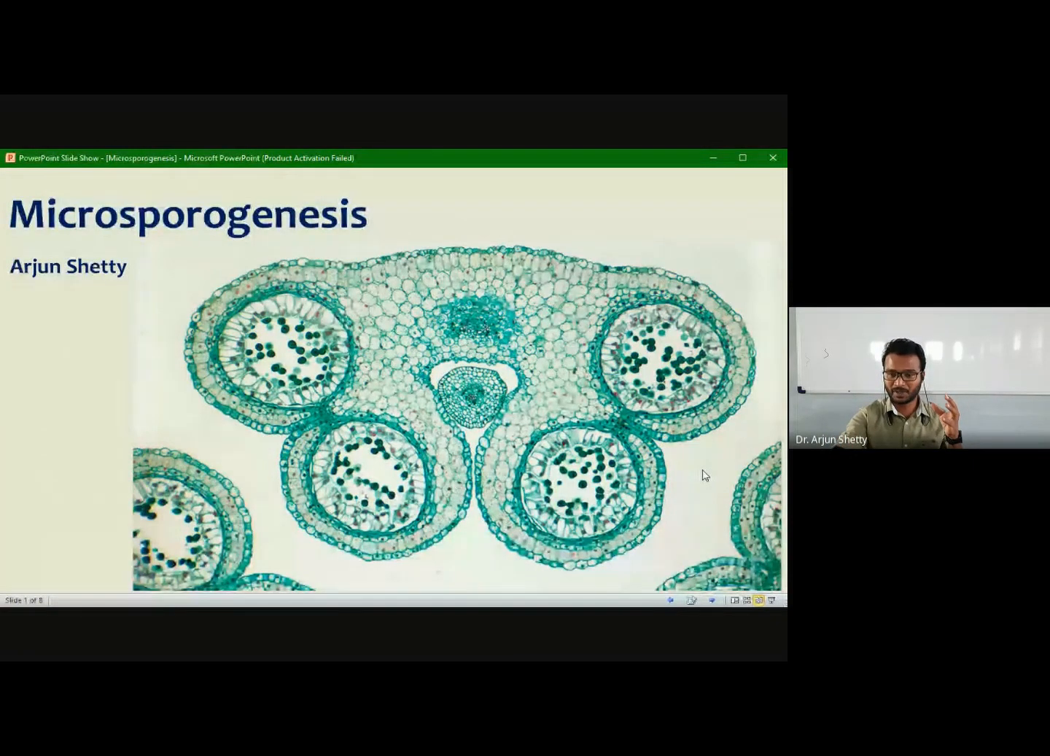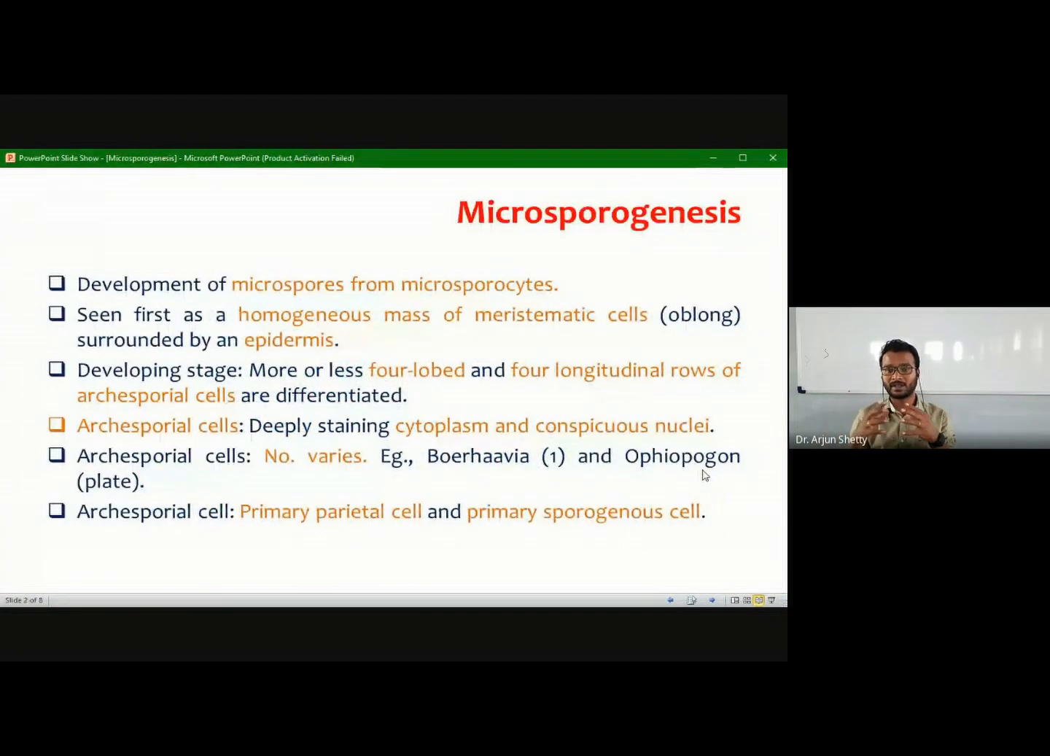Now the development of microsporogenesis usually occurs in an oblong or quadrangular or irregular quadrangular clump of cells. Those are again meristematic cells. We'll show you the image of that, and you are already familiar with it. I would like to give some ideas about that. So initially, microsporogenesis occurs in the immature anther.